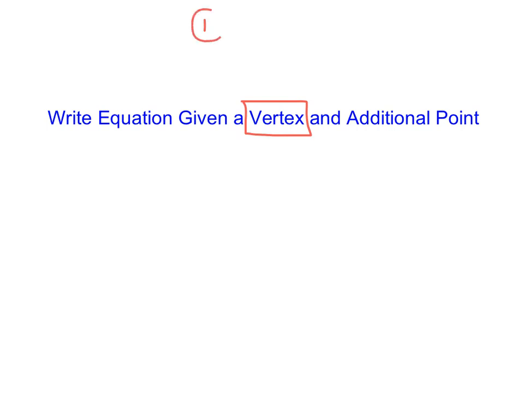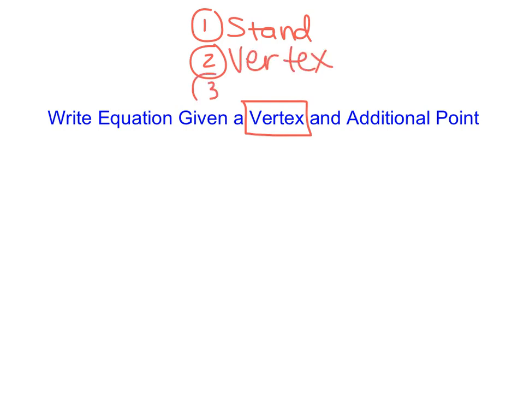So we have standard form, we have vertex form, and we have intercept form. And hopefully you are already thinking that, well, vertex form makes the most sense because it uses the vertex. So we have to keep that in mind.